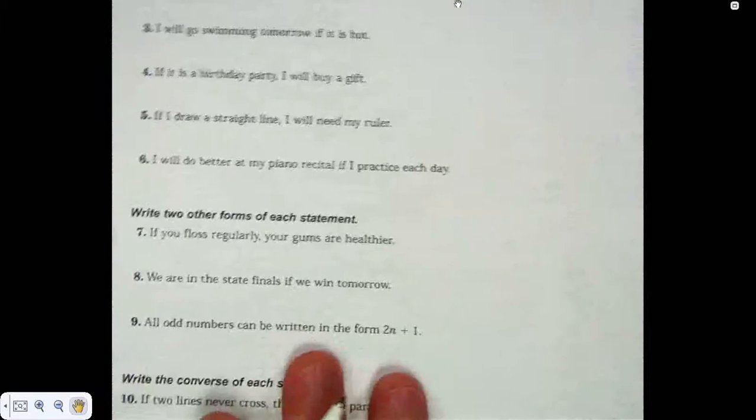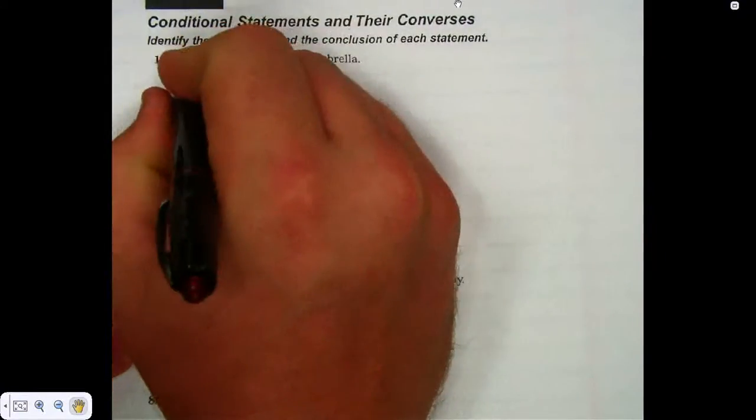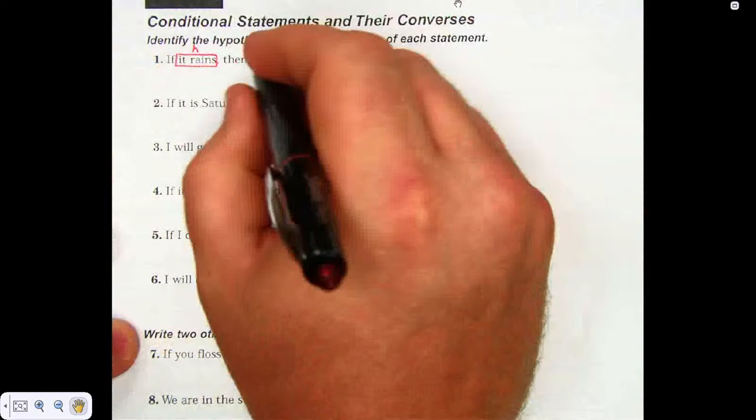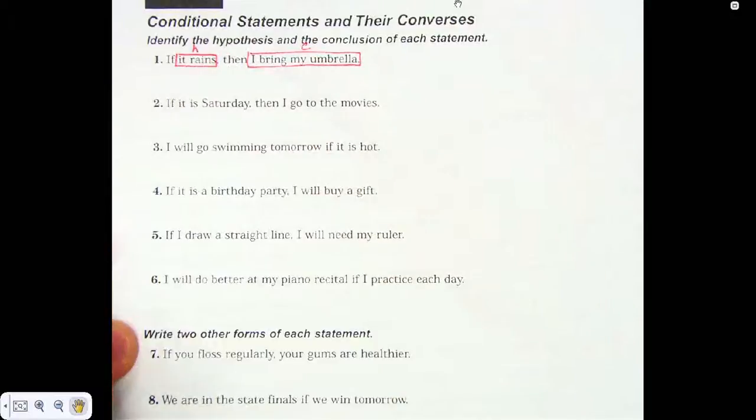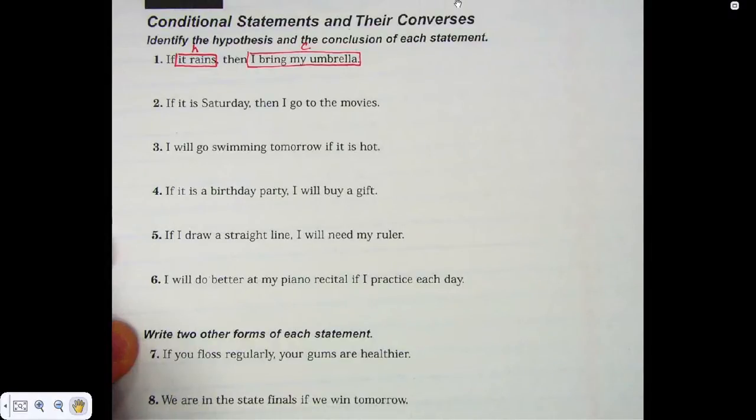Let's get that worksheet out. If it rains, then I bring my umbrella. They want us to identify the hypothesis and conclusion. If you were writing the problem, showing all steps and work, you would write that out word for word, neatly. You would write an H above the hypothesis and box that in, and write a C above the conclusion. Don't box in the then. Then you would make a space on your paper, because there's nothing wrong with making it legible, with a space in between problems. I would appreciate it if we did that on all our assignments.